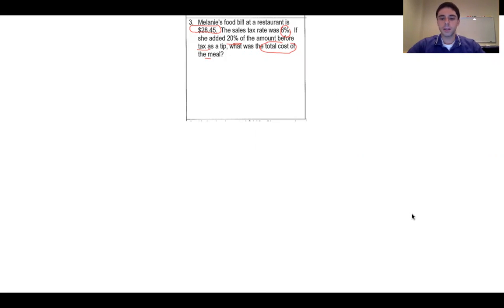Right. Tip is an extra amount you pay for service. And exactly, tax is an amount you are required to pay by the government. Excellent answer there, everybody. Tip is an extra amount you pay, and tax is also an extra amount that you're going to pay. So, what will our D&L look like?